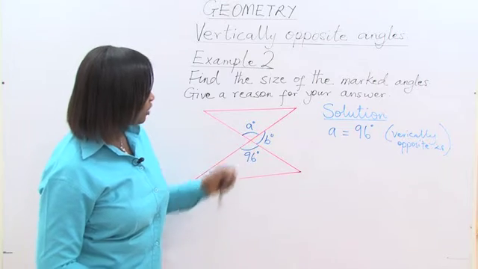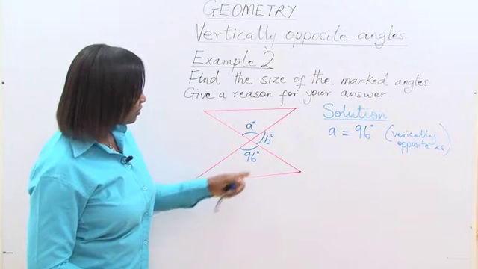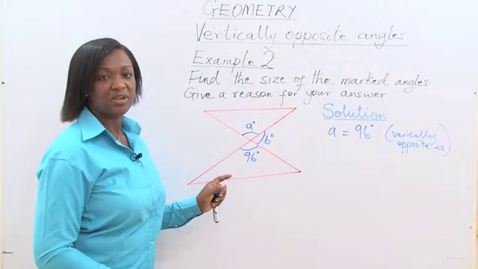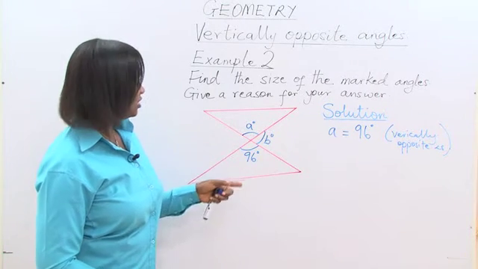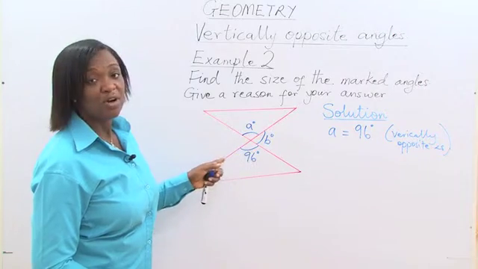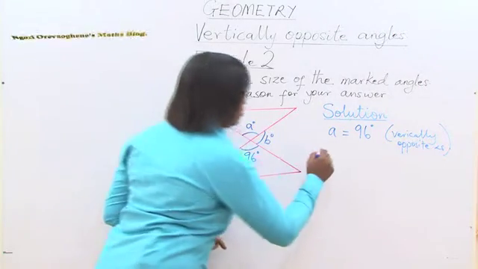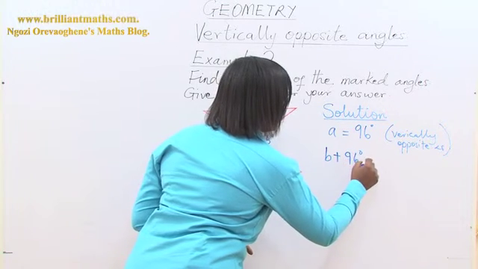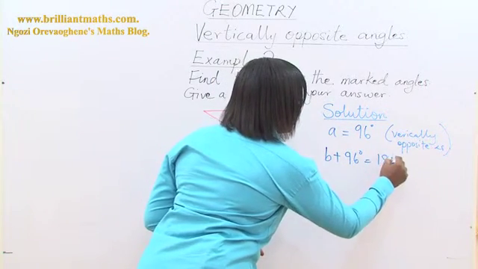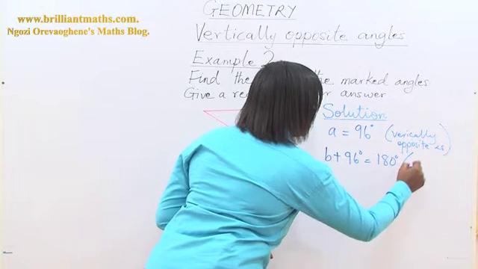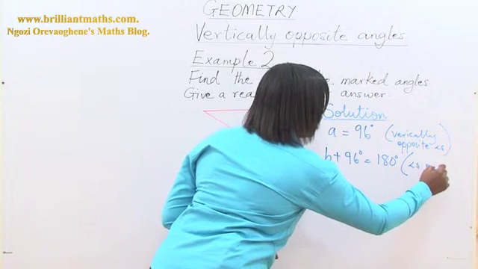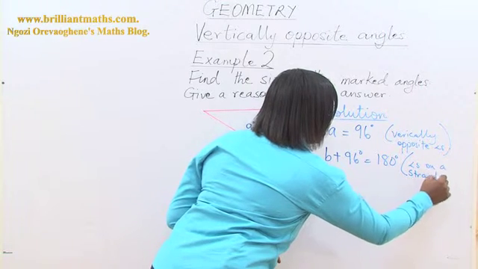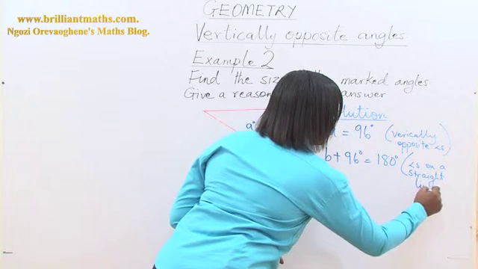Then to find the value of angle B, B plus 96 will give us 180 degrees. What's the reason? They are angles on a straight line. So B plus 96 degrees is equal to 180 degrees. The reason? Angles on a straight line.